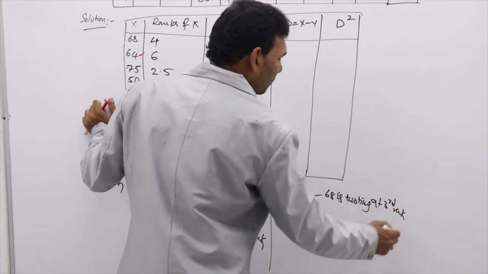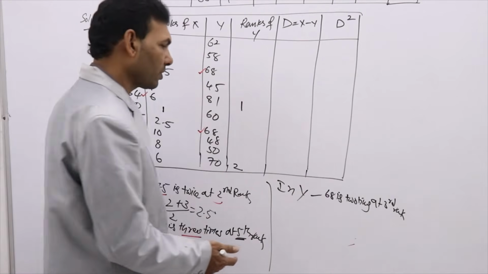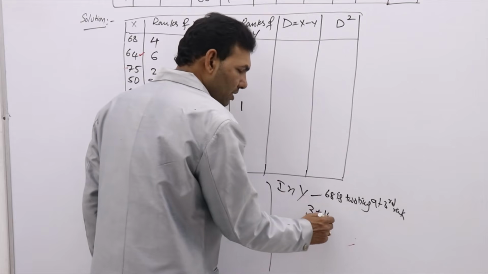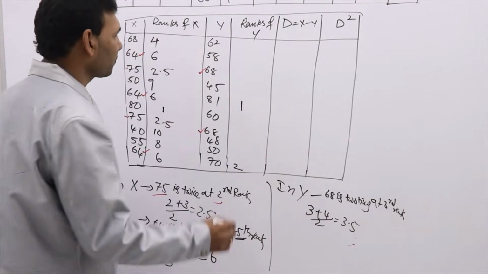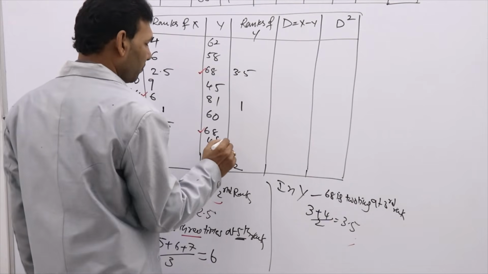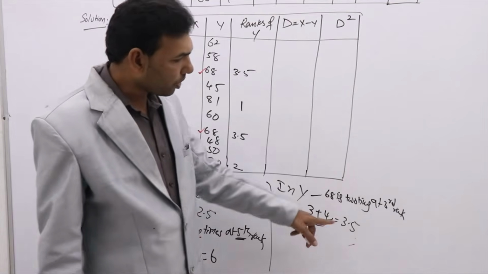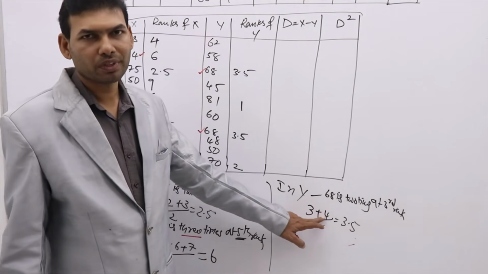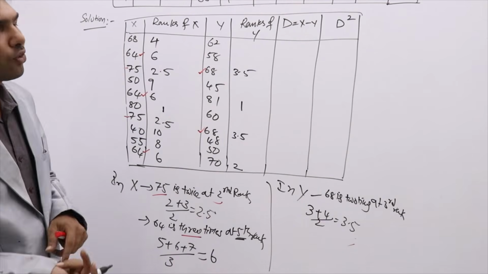So from 3, you need to take 2 ranks average. That is 3, next rank 4, average will be given for 68s. 3.5. You should remember next rank will be 5, not 4. Already 4 assumed. Next rank 5. So next least value we need to give 5th rank.